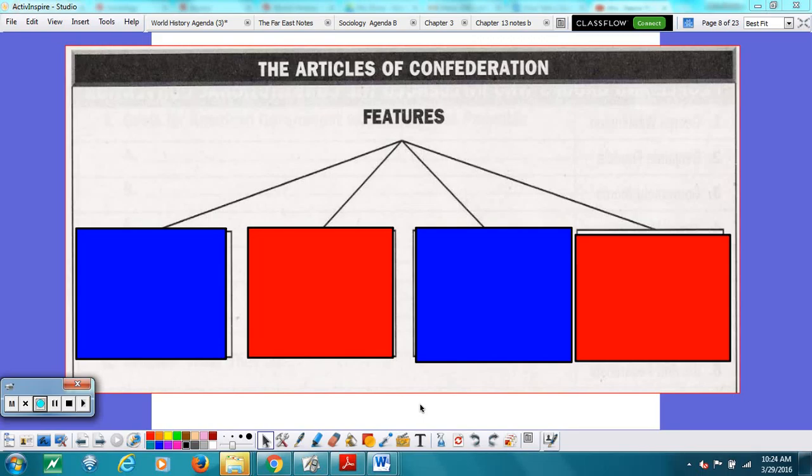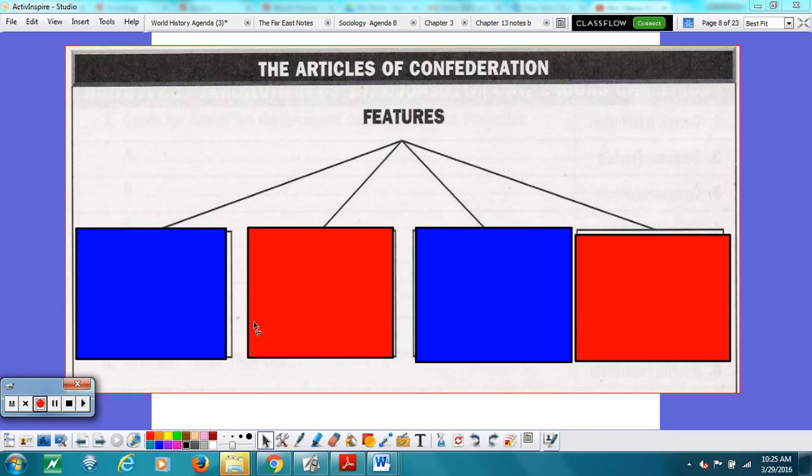Hello, this is Mrs. Politsky, and these are notes for U.S. Government, Chapter 2, Section 3, the Articles of Confederation. And you're going to need your handout for your guided notes, and as we go along, there may be a few additional things that I may have you jot down as well.